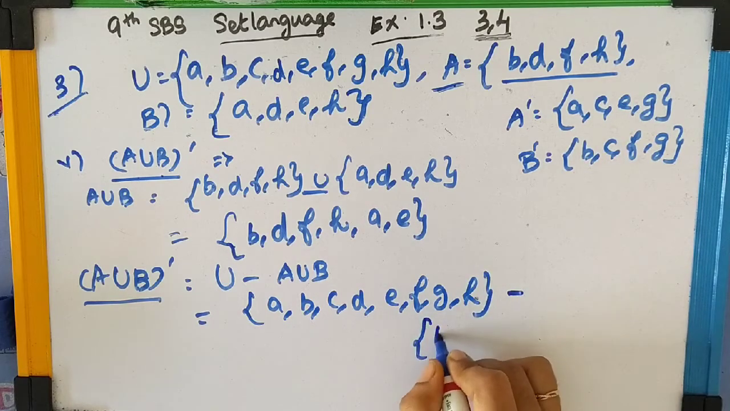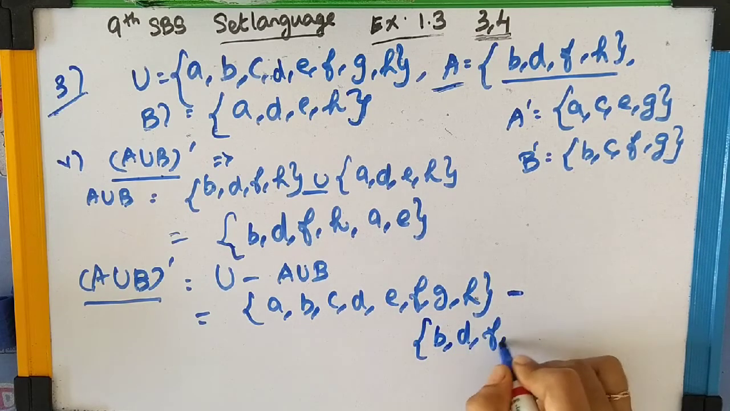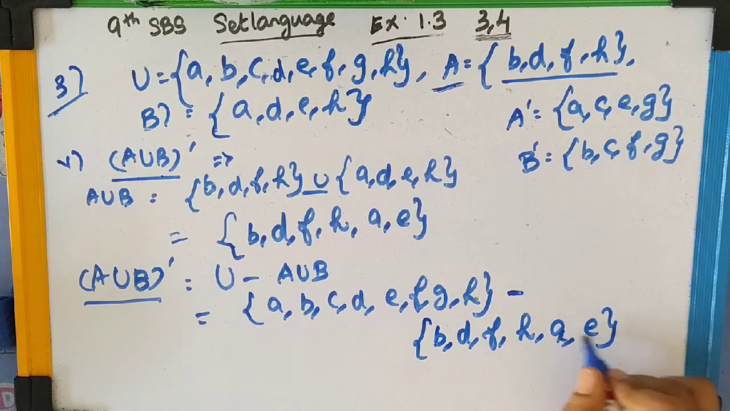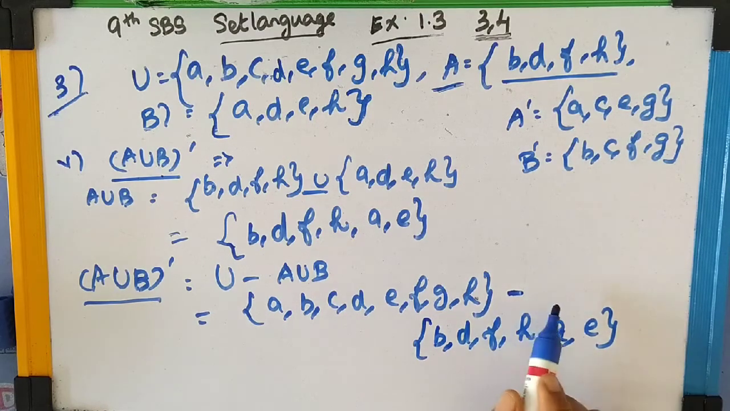That difference A union B. What is A union B? B, D, F, H, A, E. What is the meaning for difference? How should we find the difference? We should cancel all the common elements, isn't it?